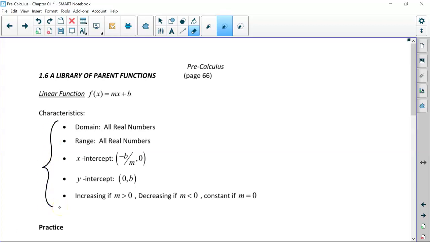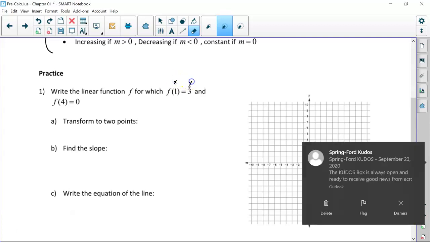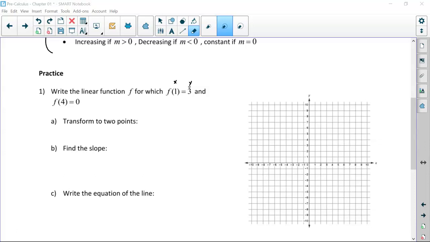Linear functions, the graph is a line. So what we're going to do is we're going to write a linear function f for which f of 1 equals 3 and f of 4 equals 0. So the first thing we're going to do is we're going to transform the 2 points. We're going to write them in a more familiar form. Remember, inside is our x, outside is our y. So our 2 points, so we have the point 1, 3, and the point 4, 0.